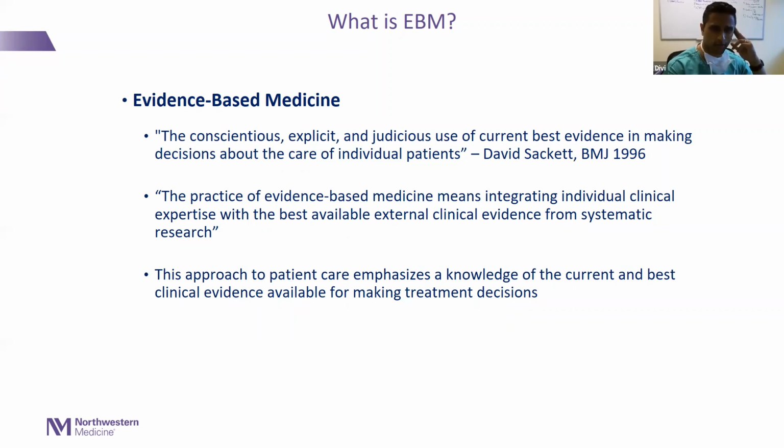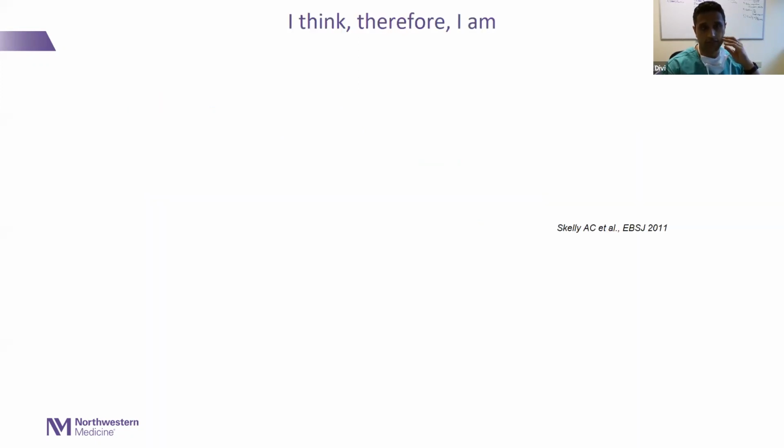The practice of evidence-based medicine means integrating individual clinical expertise with the best available external clinical evidence from systematic research. The important thing here is you need some systematic research to find out what is good and what works for patients. It's not relying solely on clinical expertise, but it also doesn't rule out clinical expertise. As we all know, that's invaluable, and human judgment is extremely valuable in providing patient care. This approach to patient care emphasizes knowledge of the current best clinical evidence for making treatment decisions.